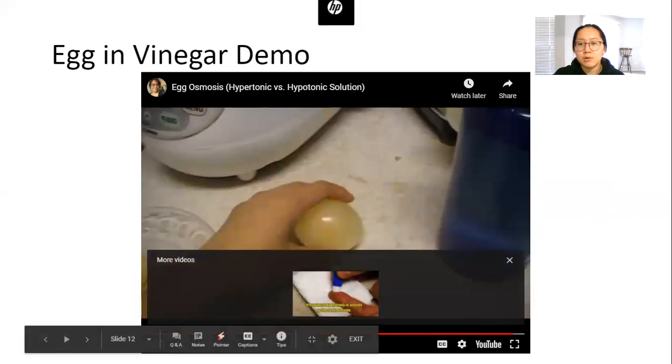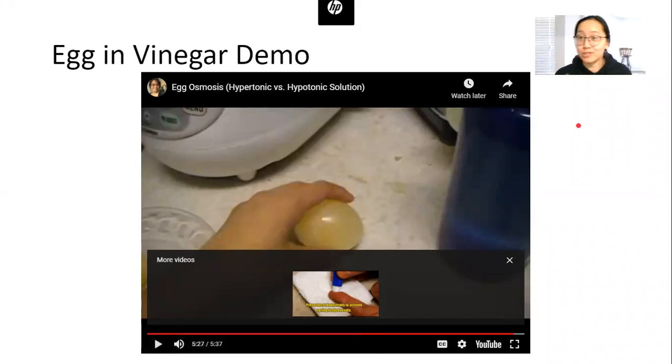Okay, so that was a demo showing what happens when you place a cell, for example, an egg, which is one cell, even though it's kind of hard to believe, into a hypotonic and a hypertonic solution. And when you put it in hypertonic, the cell will lose water and it'll become all soft and wrinkly. And if it's in a hypotonic solution, water is going to go into the cell and the cell will become as big and as full as possible. And if water keeps going in, then it's going to burst.